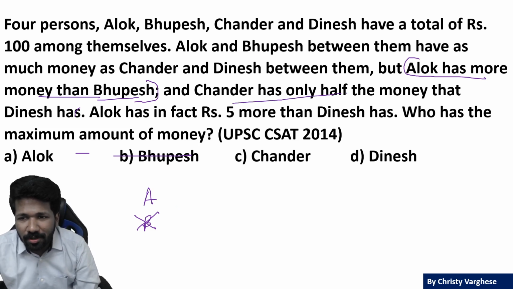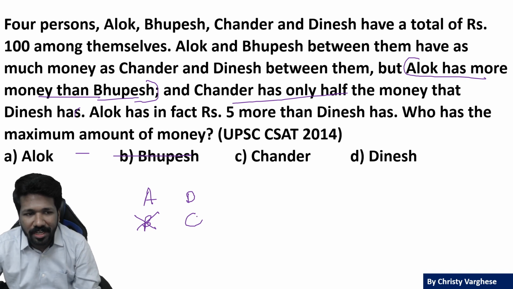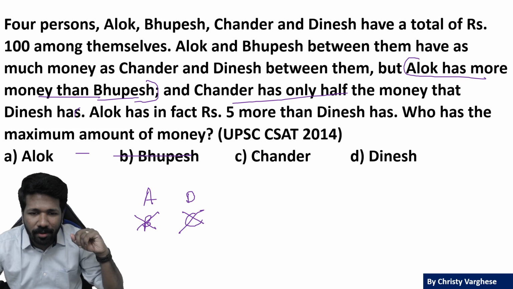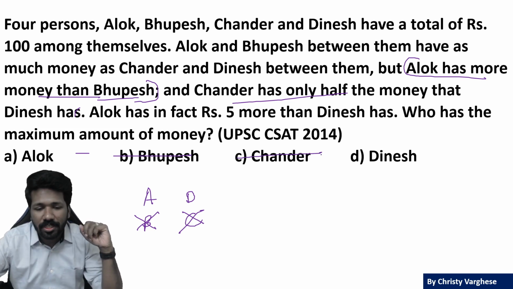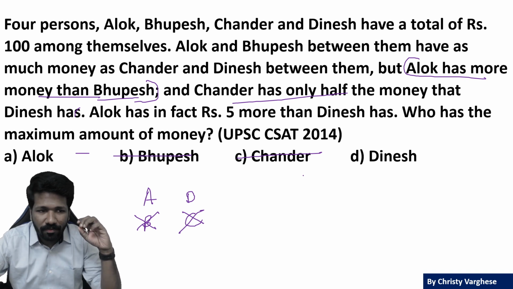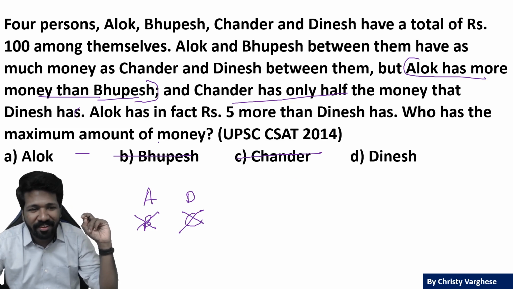And Chandar has only half the money Dinesh has. Half the money means Chandar's money is below Dinesh's money, right? The amount of money Chandar has is less than the amount of money Dinesh has. Dinesh has double the money. So Chandar can be rejected or eliminated. From the 4 options, you can eliminate option C, Chandar, because we already know one person, Dinesh, who has more money than Chandar. So 2 options are eliminated.